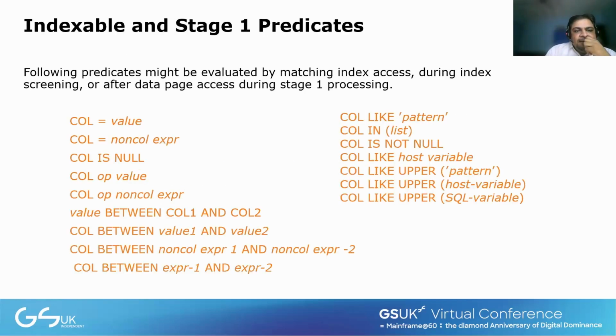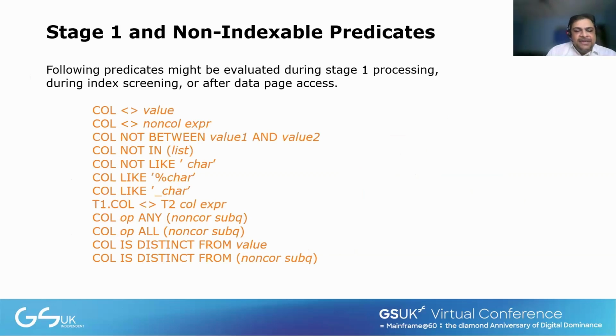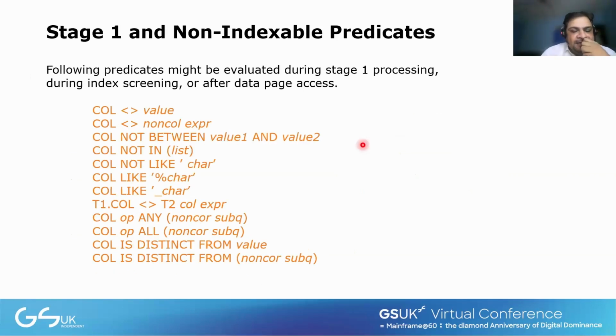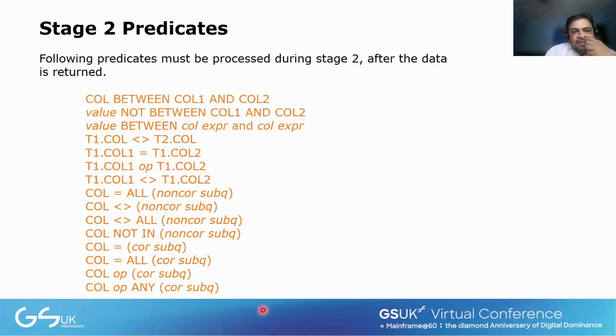Yeah, here are some examples from Redbook. You can go and look into that and start using it. So these are evaluated. These are indexable and stage 1 predicates. Then you have stage one and non-indexable predicates. So stage one and indexable predicates are the best ones to use. Those should be used first. But if they have no choice, then go for stage one non-indexable. But it will not be as good as stage one indexable predicates. Stage two predicates are the worst ones.